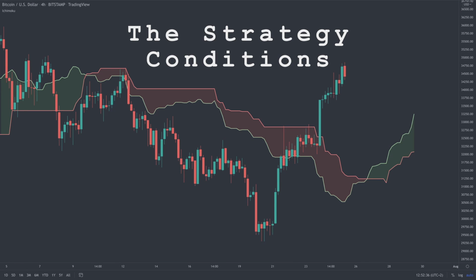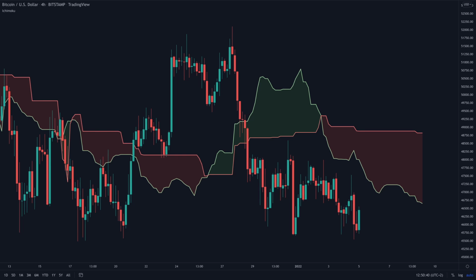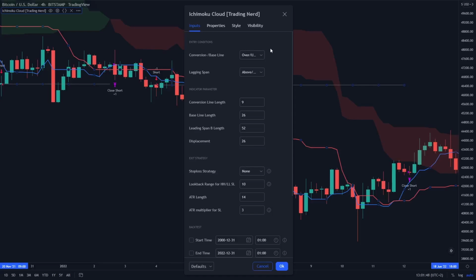So the foundation of the strategy is the cloud itself. For a long entry, the cloud has to be green and the price has to be above the cloud. And for a short entry, the cloud has to be red and the price has to be below the cloud.